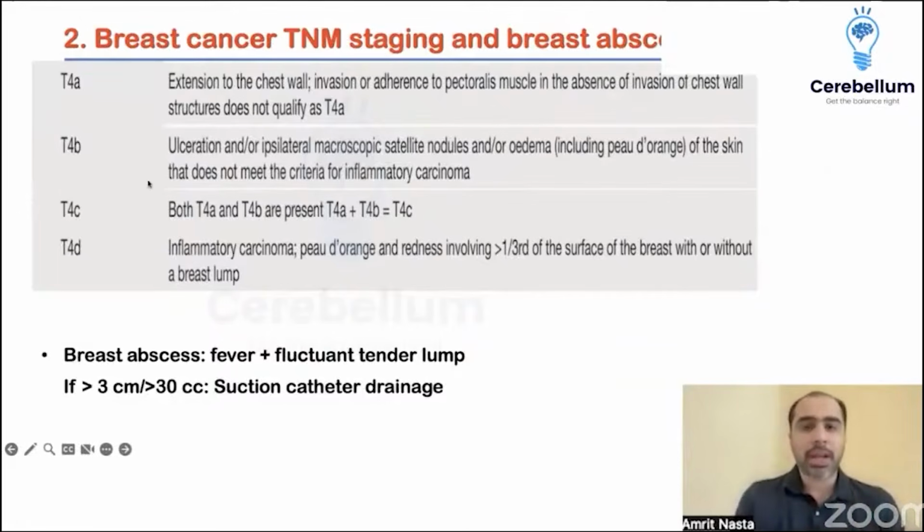Similarly, in T4B, it is skin invasion, where you should see ulceration or satellite nodules or a small amount of peau d'orange, less than one third of the skin. Dimpling, puckering, nipple retraction is not T4B. Okay, it will not affect the T stage. If both of these are there, it becomes T4C. And inflammatory breast cancer is where you have peau d'orange or skin redness, and it occupies a large area, more than one third. That will be inflammatory breast cancer. This is a PYQ. So at least the T stage is what you should know in the breast cancer.